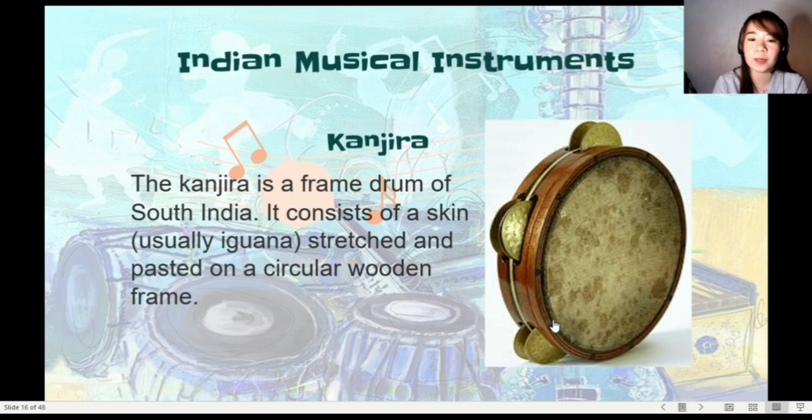The next one we have here is a kanjira. Kanjira is just like a tambourine. Here in the Philippines, we have tambourine. Do you know what tambourine is? The kanjira is a frame drum of South India. It consists of a skin, usually made of iguana skin, stretched and pasted on a circular wooden frame.